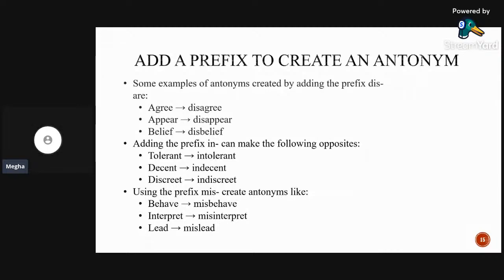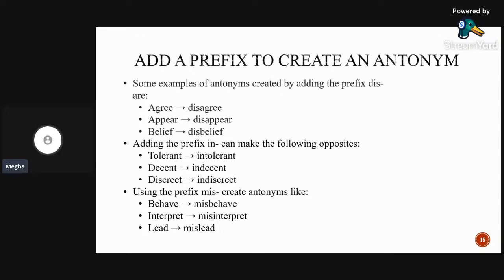So how can we change a word into its antonym by prefixing something to it? Let's just see about that now. Some examples of antonyms created by adding the prefix dis. Okay, that is agree, disagree, appear, disappear, believe, disbelieve.